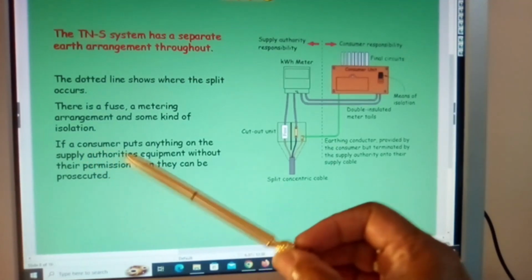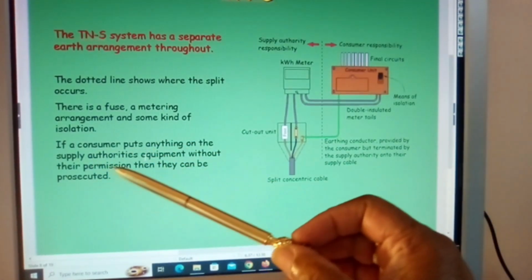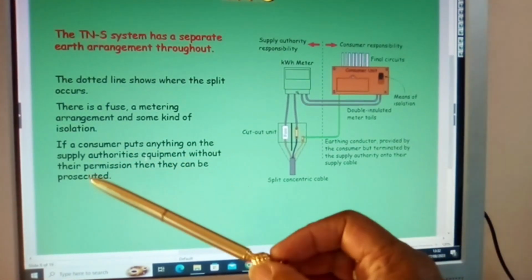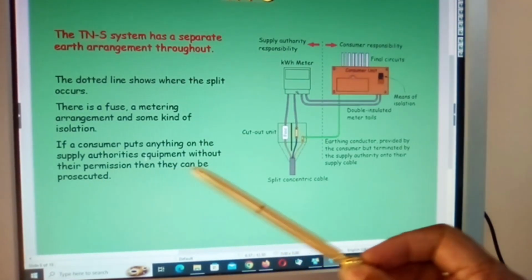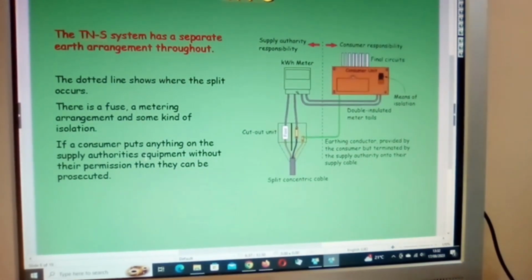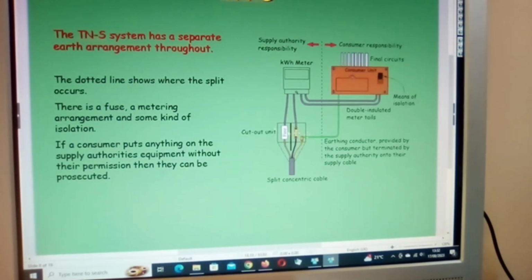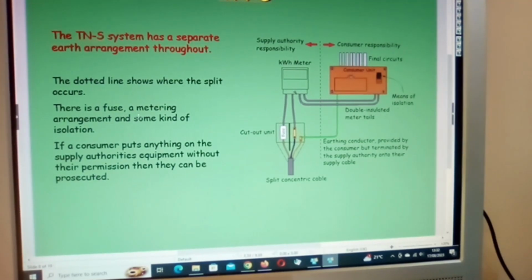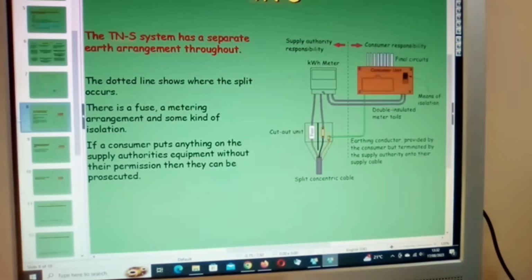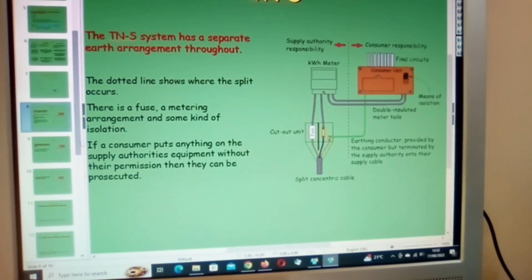If the consumer puts anything on the supply or authority's equipment without their permission, then they can be prosecuted. You cannot put anything more on the supply than the consumer unit. Everything has to come from the consumer unit. That is in regards to a domestic supply.